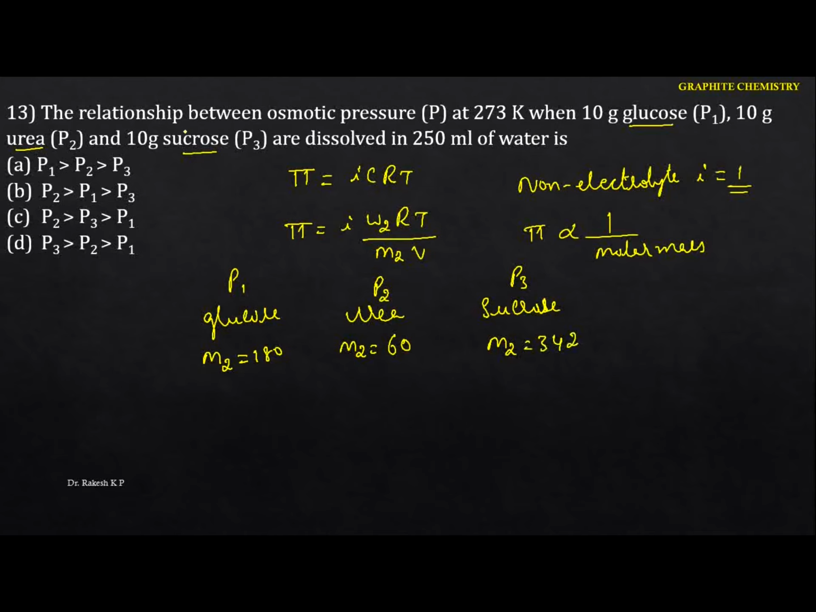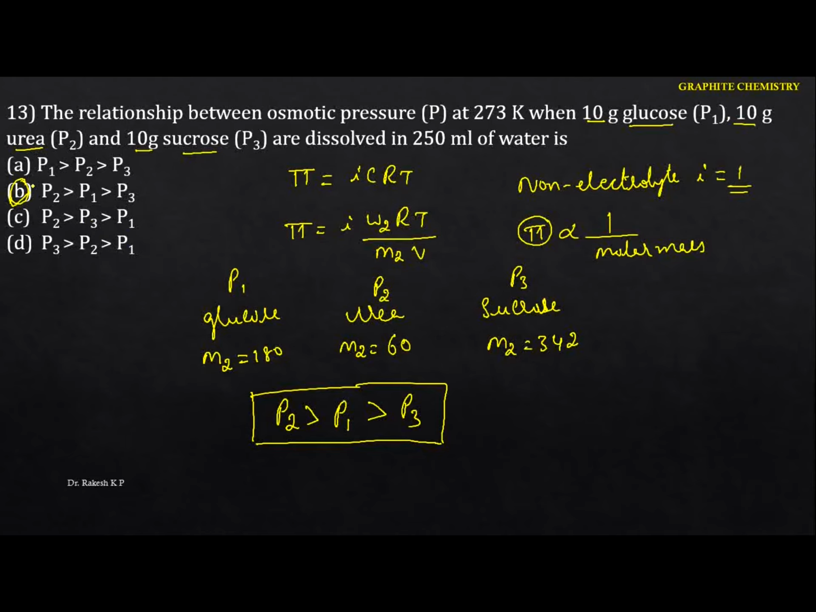But what you have to identify is which has the higher osmotic pressure. If you want to increase the osmotic pressure, the molar mass should be less. That means we can easily say that the osmotic pressure for urea is more, next comes glucose, and next the sucrose. This is the relation, because in all the cases there is 10 gram. So the osmotic pressure is more for urea because the molar mass is less. Hence the option is B.